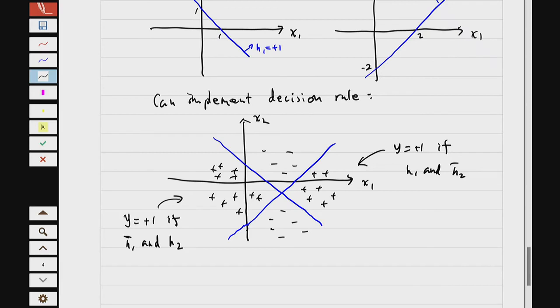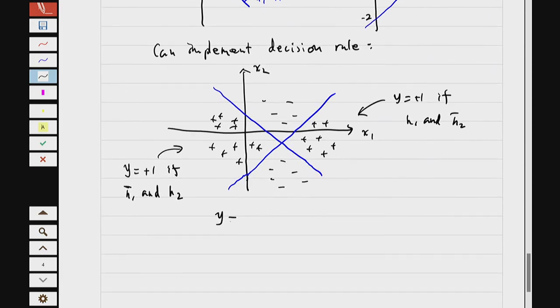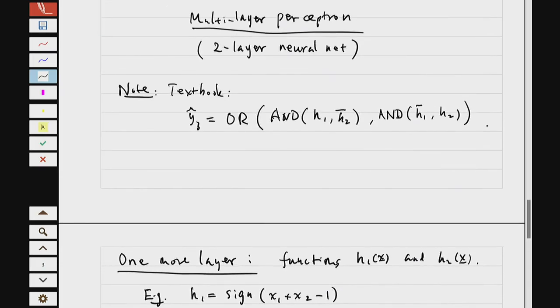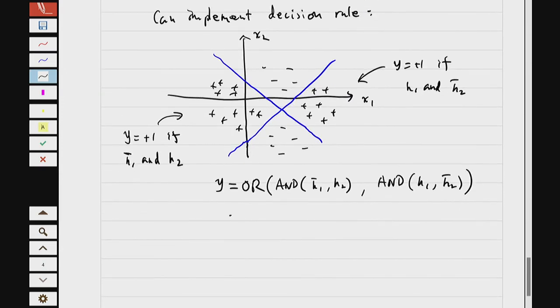Yeah? Okay. That means what? You can combine this to say that this is or, right? Either one of these two regions will be plus, right? Or these two. So the left-hand side is h1 and not h2, or not h1 and h2. Exactly, very good. Yeah. If you look at this and compare with the textbook's version of the XOR, same thing. Okay. So this is simply exclusive OR of h1 and h2. Yeah, everyone okay?